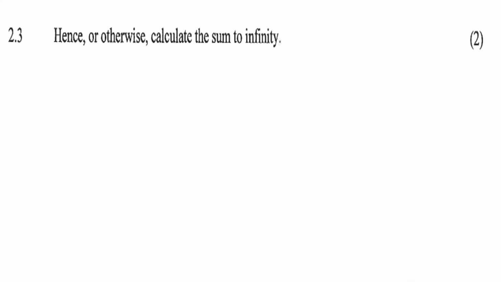Conclude with 2.3. It says hence or otherwise, calculate the sum to infinity. What does the word hence mean? Again, we said it means that the solution in your previous question should enable you to calculate this question. In the previous question, we were able to deduce that a is equal to 100, and also that r is equal to 9 over 10, which was the same as 0.9. With these two pieces of information, we can now get the sum to infinity. The formula says a over 1 minus r.